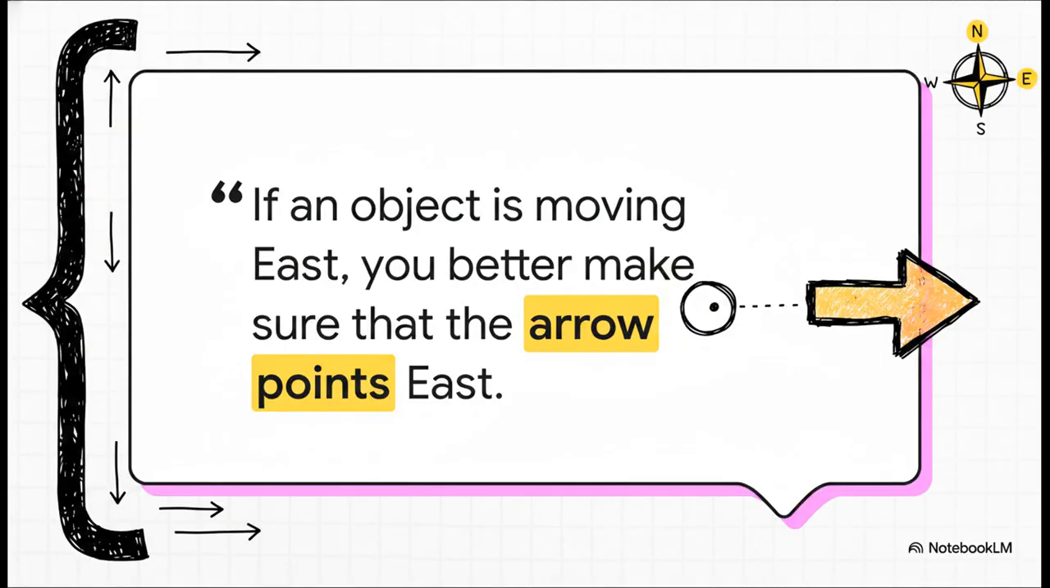So, the crucial point is this: direction is everything. If an object is moving east, you better make sure that the arrow points east. It's the defining feature of what makes a vector, well, a vector. Never forget to include that direction in your square brackets.